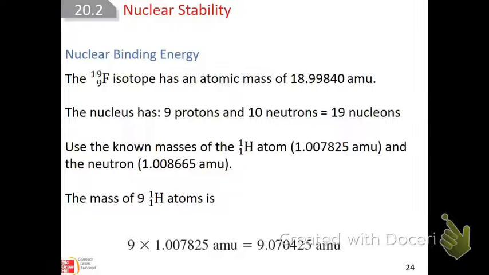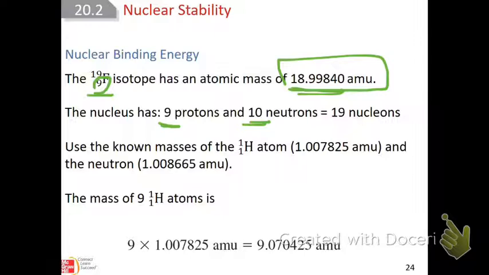For example, here is the actual mass. This is an example that's in your text. Here's the mass of an isotope of fluorine. It has this actual mass, but let's add up what it should be. If you have 9 protons and 10 neutrons, 9 protons comes from there, and then you subtract these and you get 10 neutrons, so there you go.